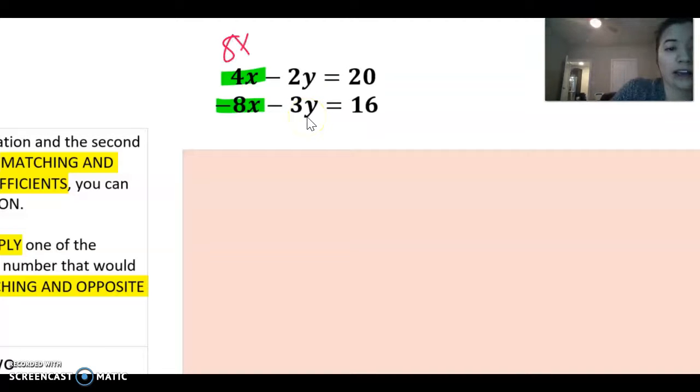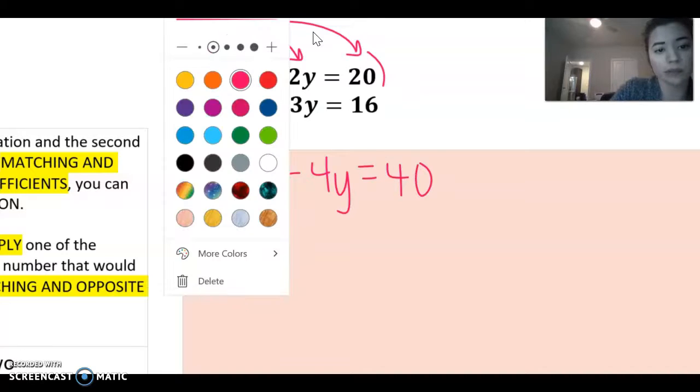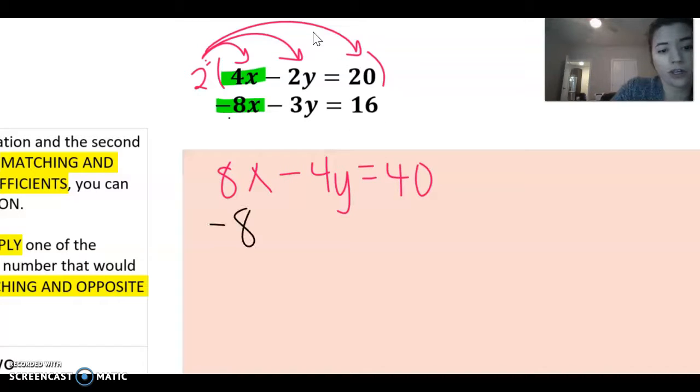And 8x. Remember, equal but opposite. So we need a positive 8x up here. So 4 times what number is going to give me that 8? 2. So now we distribute. 2 times 4x is 8x, minus 2 times 2y is 4y, 2 times 20 is 40. And then the old equation we didn't touch.